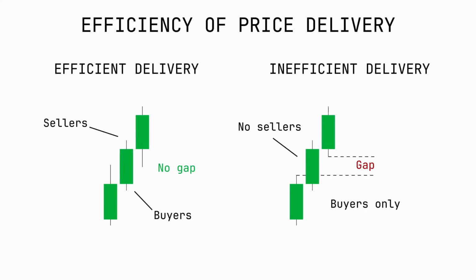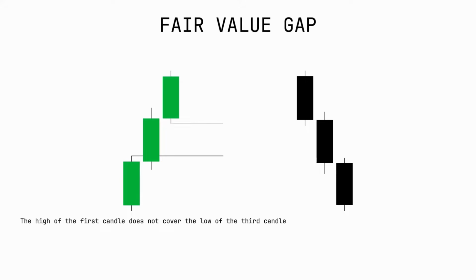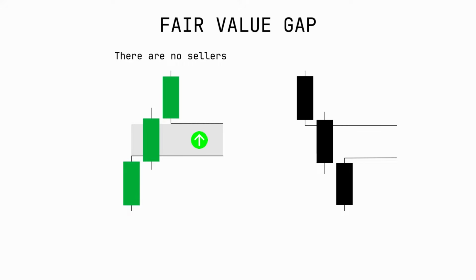This brings us to our first and most basic tool, the fair value gap, FVG. An FVG forms when a 3-candle structure appears in which the high of the first candle does not overlap the low of the third in a bullish move, or the low of the first does not overlap the high of the third in a bearish move. This typically occurs when a surge of volume enters the market, causing price to move too quickly, leaving unfilled orders behind. In a bullish FVG, sellers were not present in sufficient quantity to match buyers. In a bearish FVG, buyers were insufficient to meet sellers.